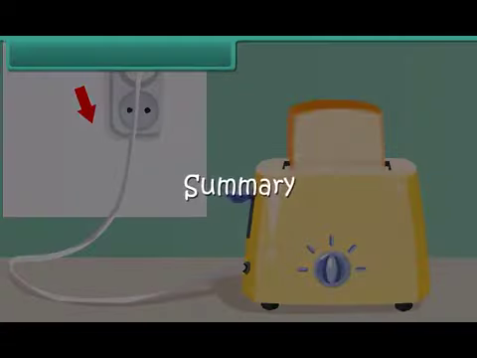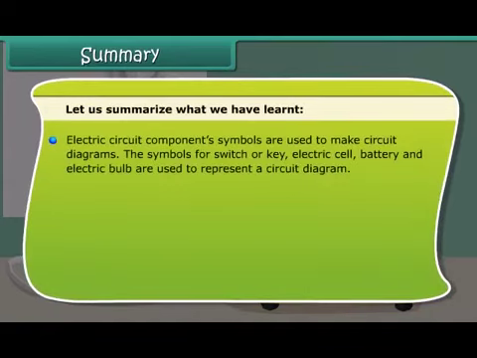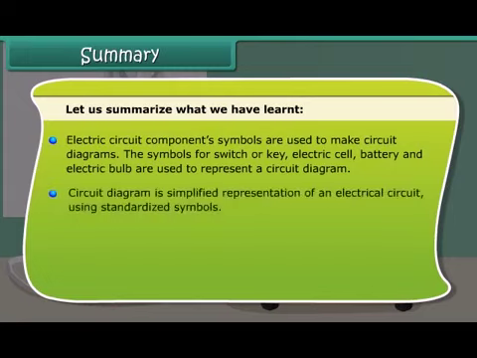Summary. Let us summarize what we have learned. Electric circuit component symbols are used to make circuit diagrams. The symbols for switch or key, electric cell, battery, and electric bulb are used to represent a circuit diagram. Circuit diagram is a simplified representation of an electrical circuit using standardized symbols.